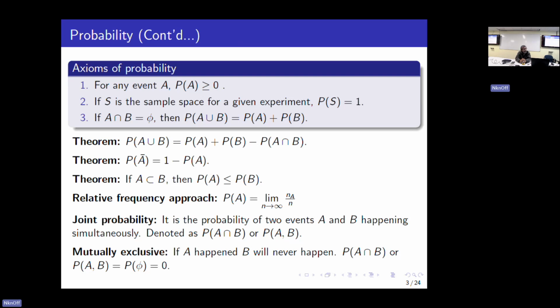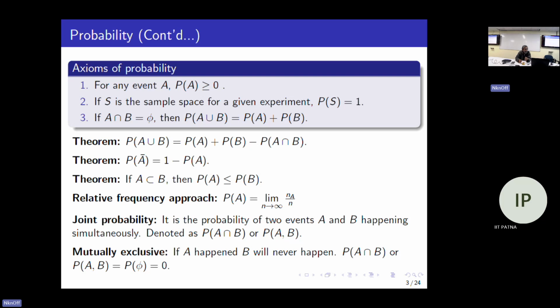So now joint probability is the two events A and B happening simultaneously. Suppose, for example, we are rolling two dice and 1 comes on one die and 2 comes on the other. So we can denote these two simultaneous events as A comma B or A intersection B. That means both events are happening simultaneously.